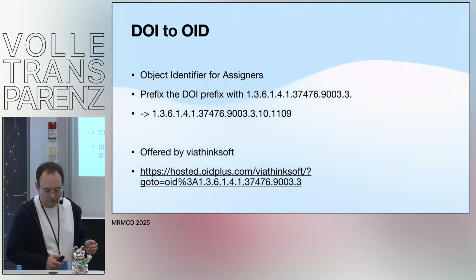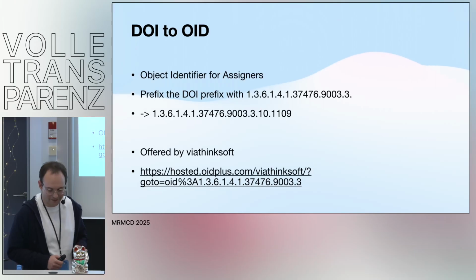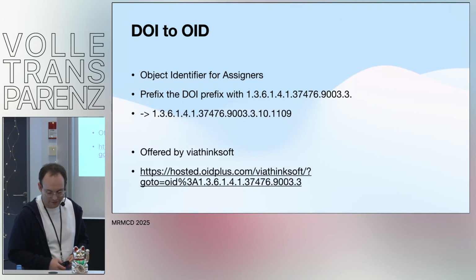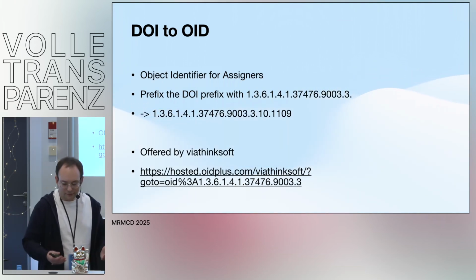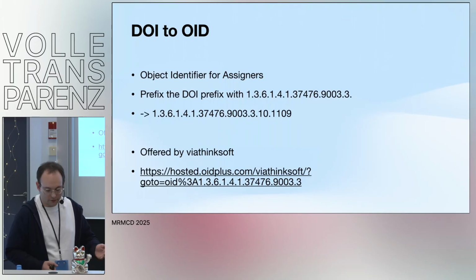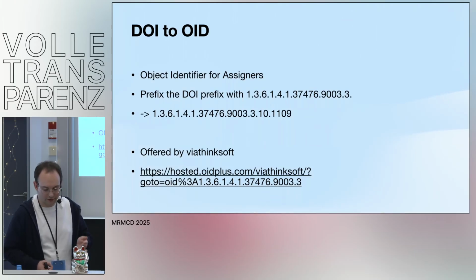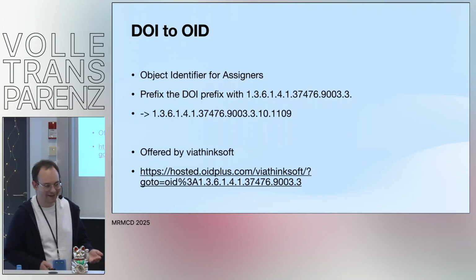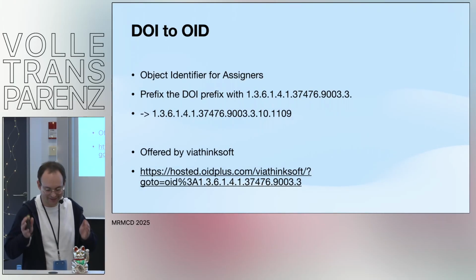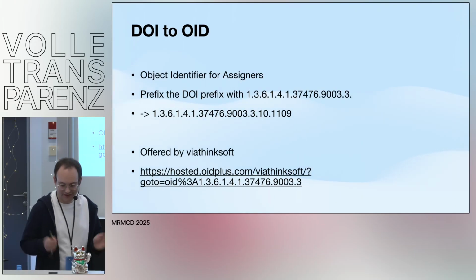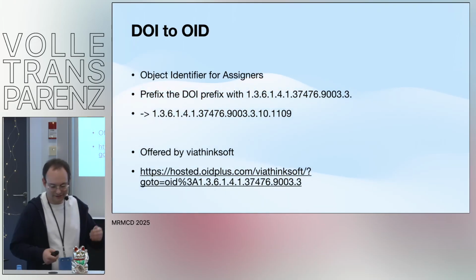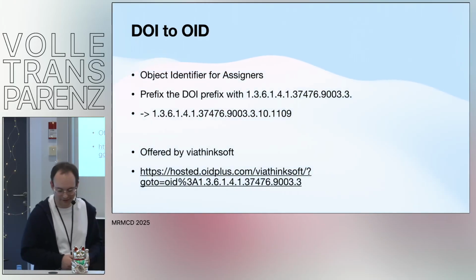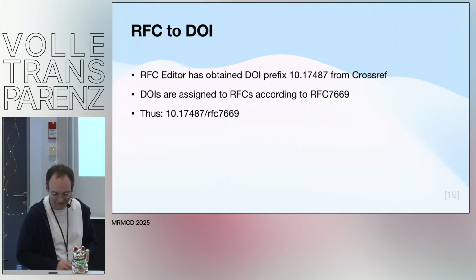And if you have an OID prefix, you can create suffixes however you desire. And there is an organization that offers their DOI prefix to assign OIDs to assigners that are identified within DOI. How it works is you just take their OID prefix and then you concatenate the DOI prefix with it, and then you have an OID of the assigner. Pretty funny. I thought so.